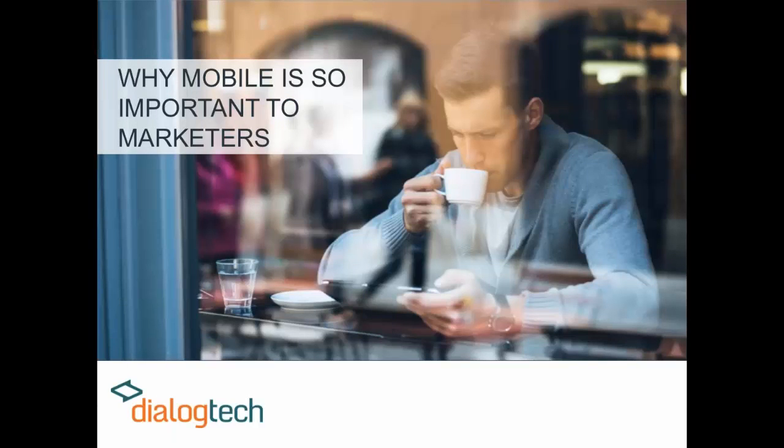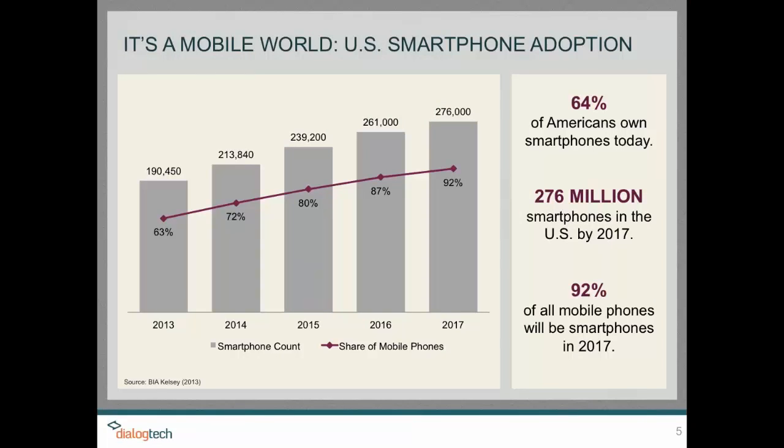So why is mobile so important to marketers? Let's look at some of the statistics. So the first thing, of course, is that smartphone adoption has exploded. Over 64% of Americans today own smartphones, and there's supposed to be around 276 million smartphones in the U.S. alone in 2 years. It's an amazing number.